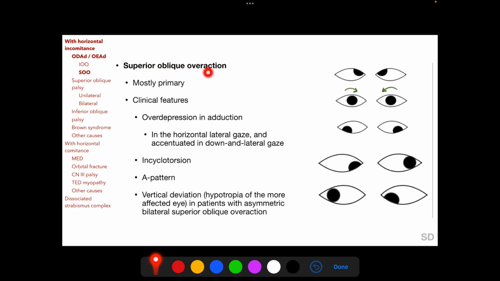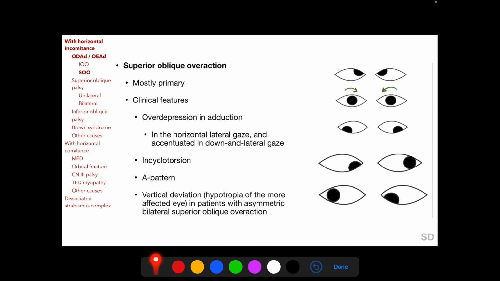Superior oblique overaction is mostly primary because ipsilateral inferior oblique palsy is an uncommon entity. The clinical features of superior oblique overaction include overdepression of the involved eye in adduction, cyclotorsion, and an A-pattern strabismus. The overdepression in contralateral horizontal gaze of the affected eye in adduction is accentuated in down and contralateral gaze. We can also find vertical deviation in patients with unilateral or asymmetric bilateral superior oblique overaction.